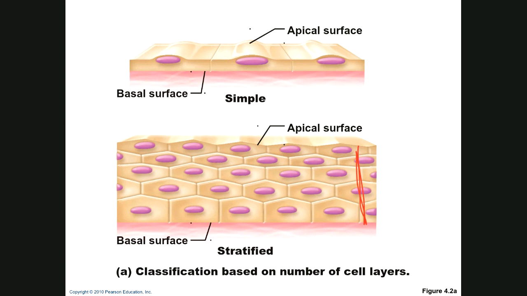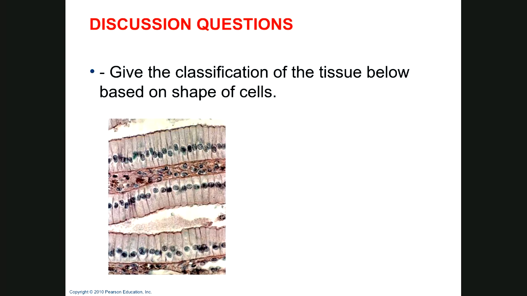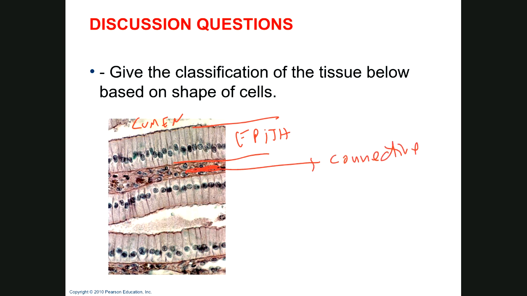Let me go back to this tissue right here, and let me identify these structures. This right here is space, the lumen of the organ. From here to here, we have epithelial tissue. The next tissue underneath is not epithelial tissue. This is connective tissue. Okay. Then we have another layer of epithelial tissue right there.